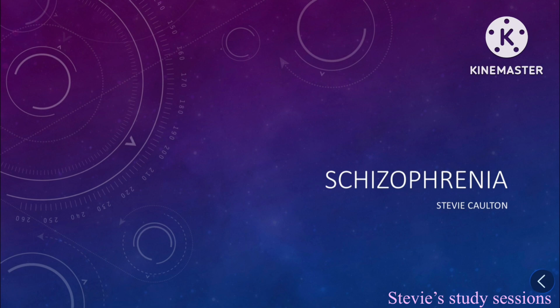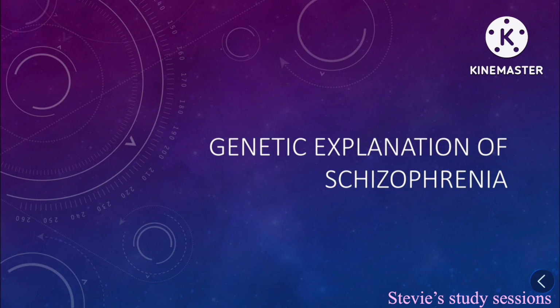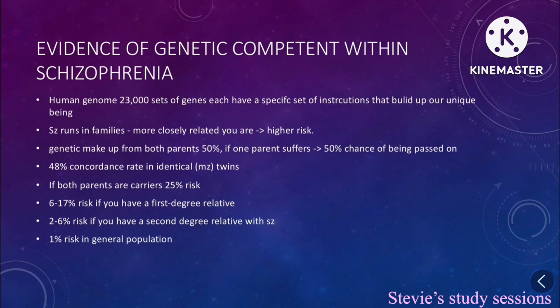Just a little bit of a warning, I do refer to schizophrenia with SZ on the PowerPoints. It does mean schizophrenia. Genetic explanation of schizophrenia. So the human genome has 23,000 sets of genes. Each have specific instructions that build up our unique being.